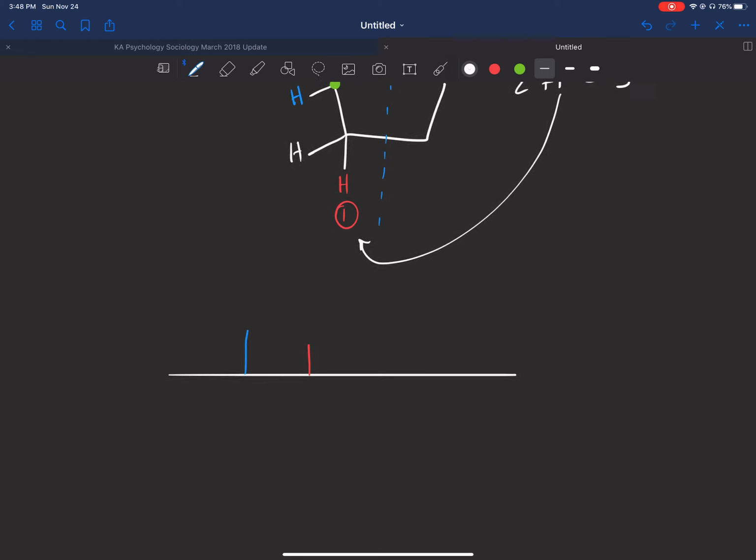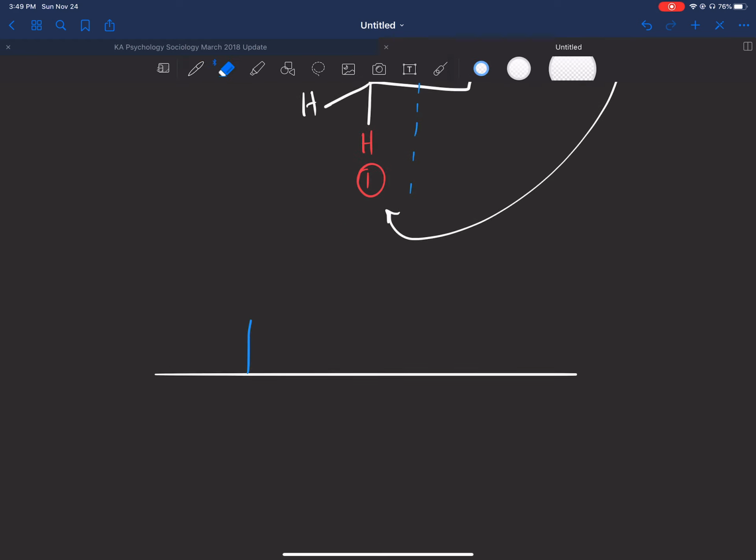That means in H NMR, instead of the 1 peak like we would get in C NMR, we're going to get a splitting pattern. It's going to look like this: 3 lines clustered right next to each other. This is going to be called a triplet. So that would have been the answer to this question.